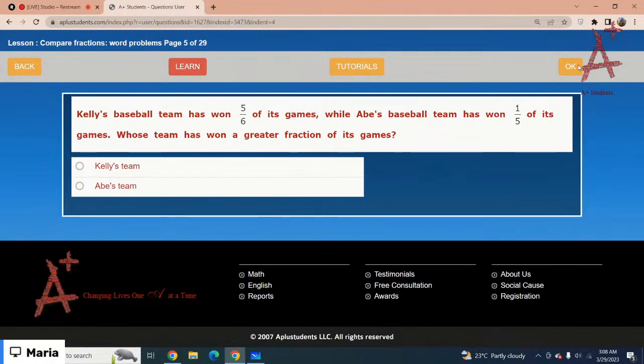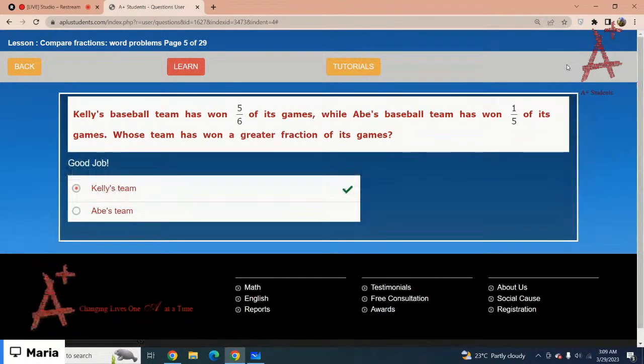5 out of 6. The total matches are 6. They won 5. And 1 out of 5 means the total matches are 5. They just won 1. So obviously 5/6 is greater. Got it? So Cali's team won a greater fraction of games. Option number 1 is the correct option. It would be Cali's team.